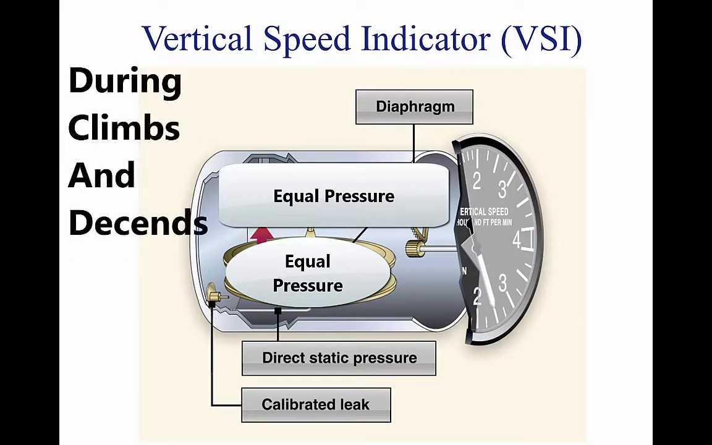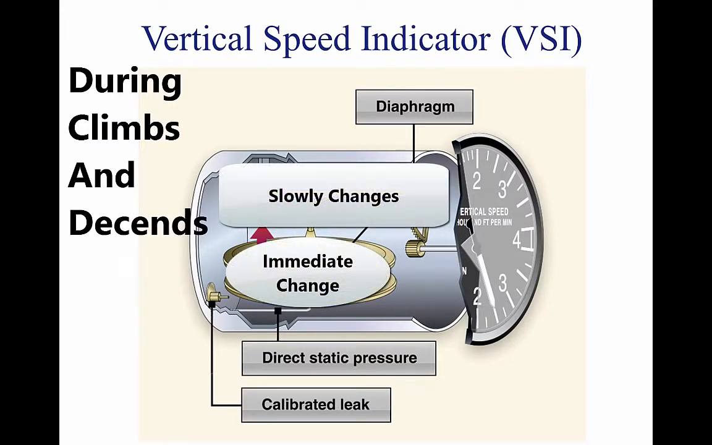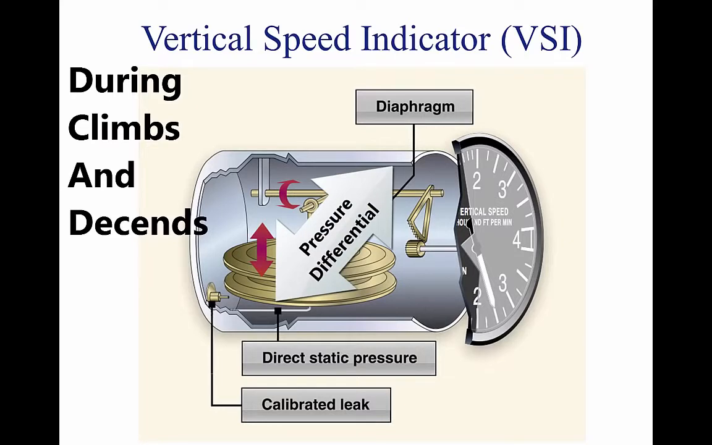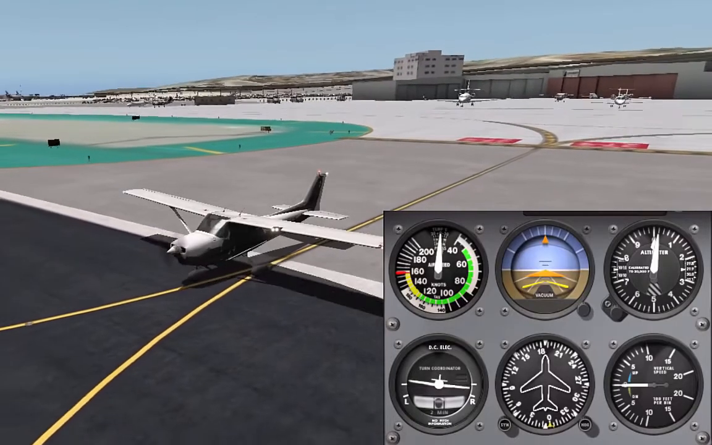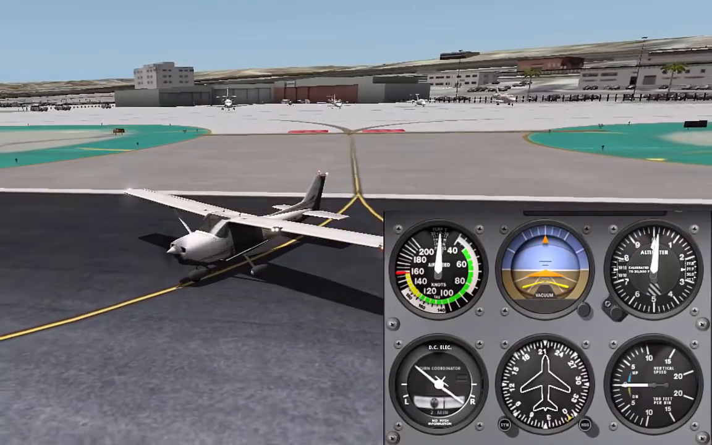When the aircraft climbs or descends, the pressure inside the diaphragm changes immediately, but due to the metering action of the restricted passage, the case pressure remains higher or lower for a short time, causing the diaphragm to contract or expand. This causes a pressure differential that is indicated on the instrument needle as a climb or descent. As part of a pre-flight check, proper operation of the VSI must be established.